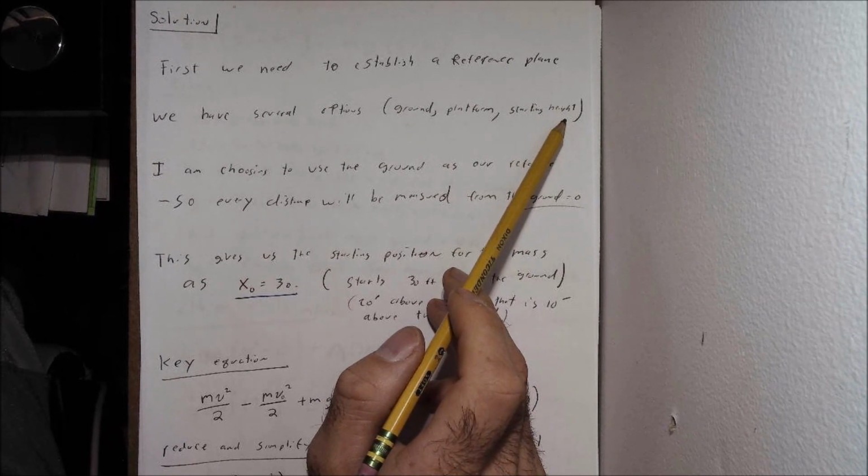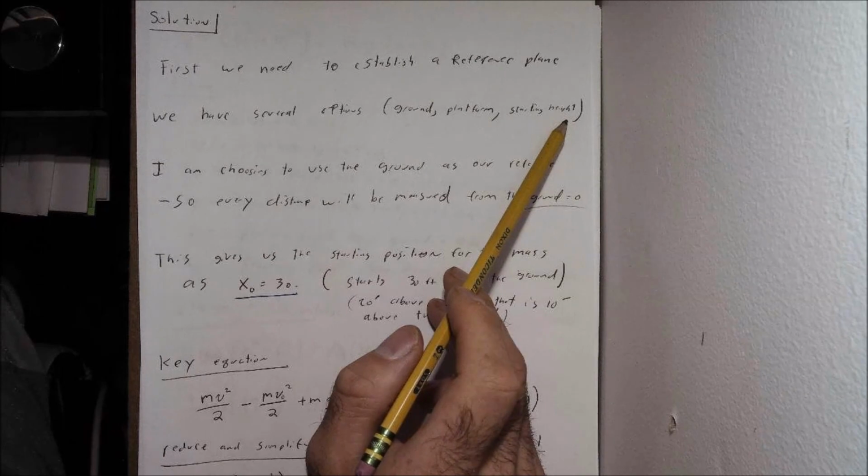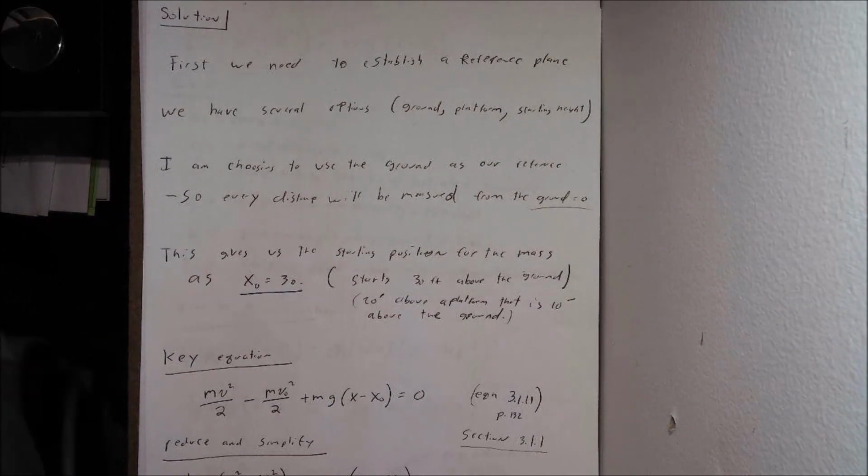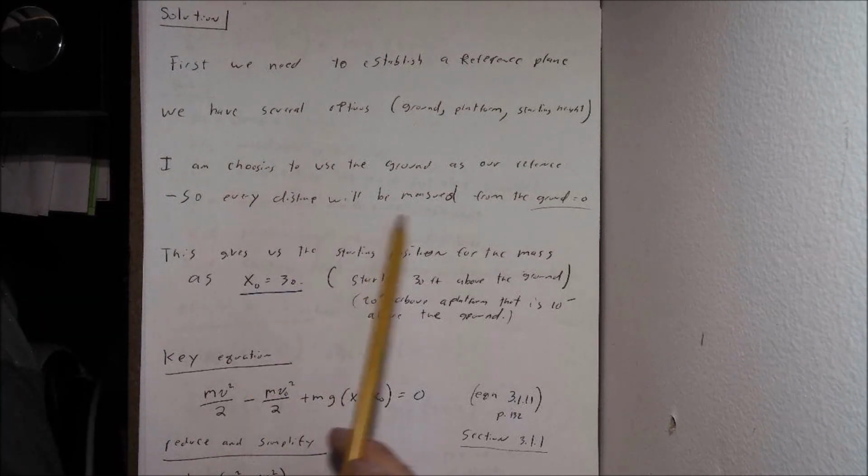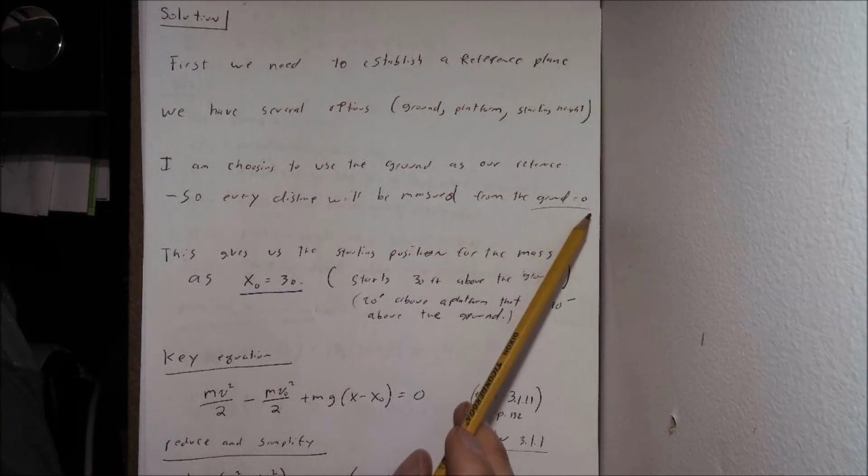Those are three different options, and there are pros and cons to each one that will help either simplify or complicate the problem as we go through the solution. We don't really know, so we can just pick one, and a good one is always the ground. So let's start with the ground as our reference plane. Everything is measured from that reference of the ground, so every distance will be measured from the ground being 0.